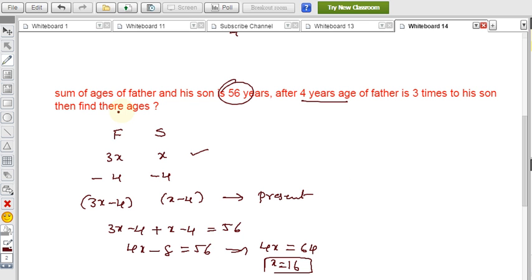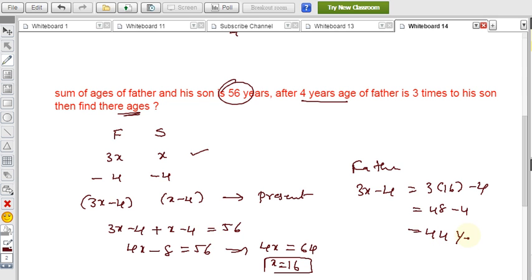Then according to the problem, find their present ages. The father's age is 3x minus 4, which is 3 into 16 minus 4. That is 48 minus 4, 44 years. Then the son's age is x minus 4, that is 16 minus 4, which is 12 years. Based on the condition, we subtracted this 4 here, because after 4 years the age of the father is 3 times. Now 3x, x, so minus 4 is the present age.